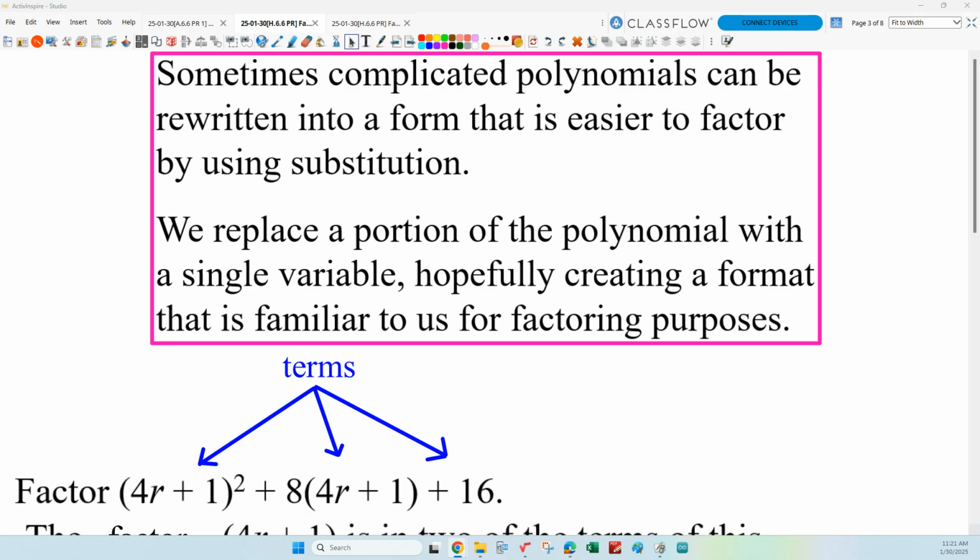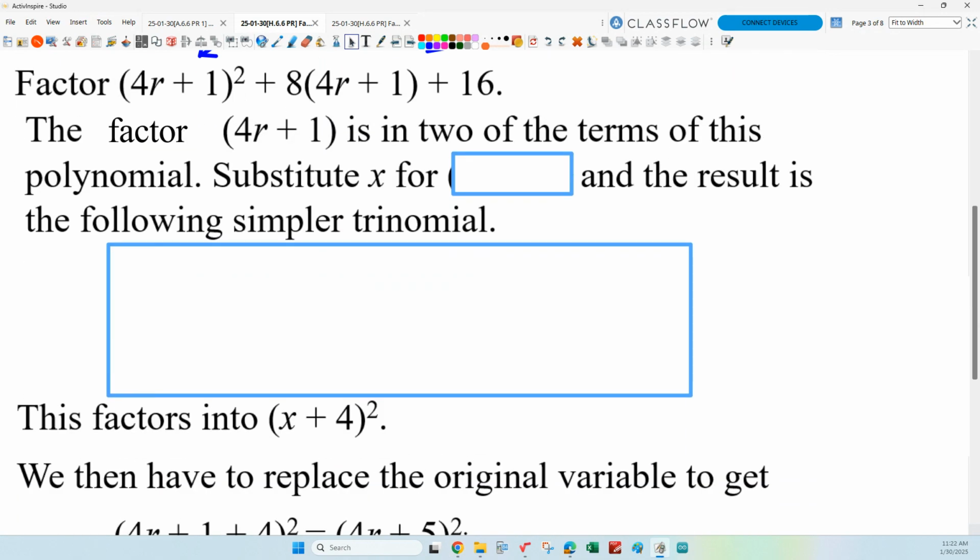We can either simplify the expression or maybe we're solving an equation. So let's just say we're solving an equation. We solve the equation in the new, simpler environment, and then all we have to do, when we're all done, is reverse the substitution and go back to the original variable. It's a great little trick, right? So let's look at this expression right here.